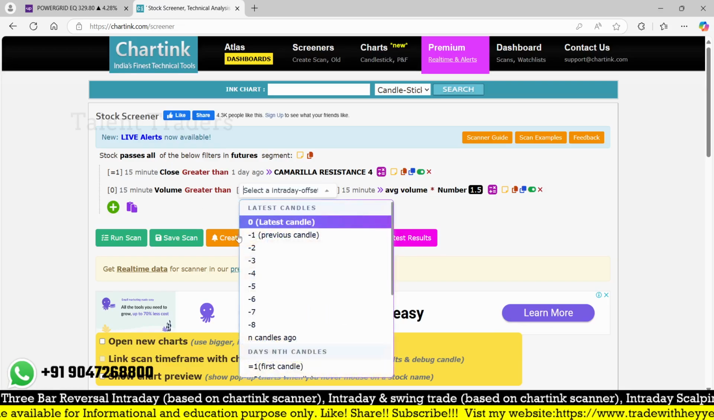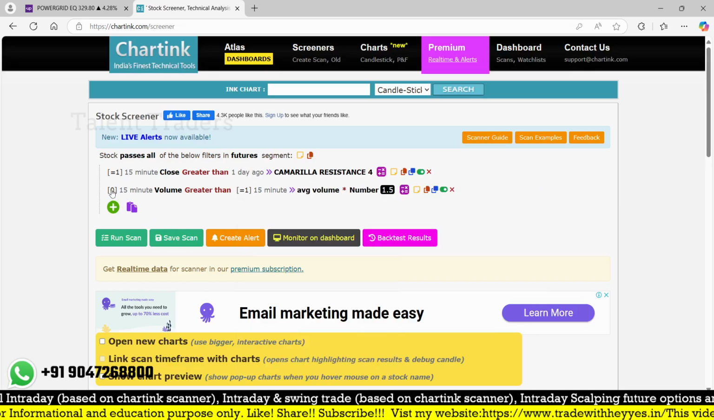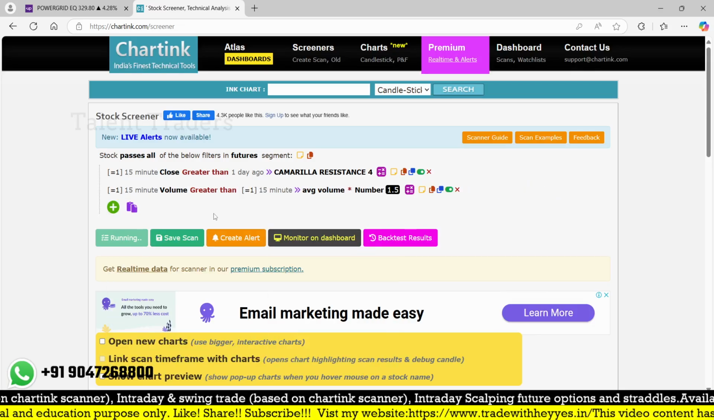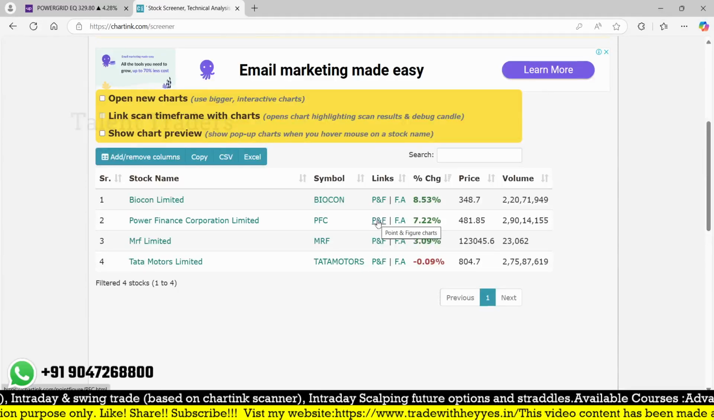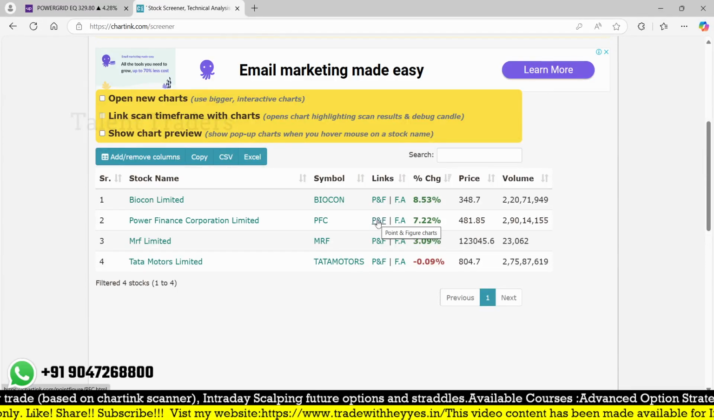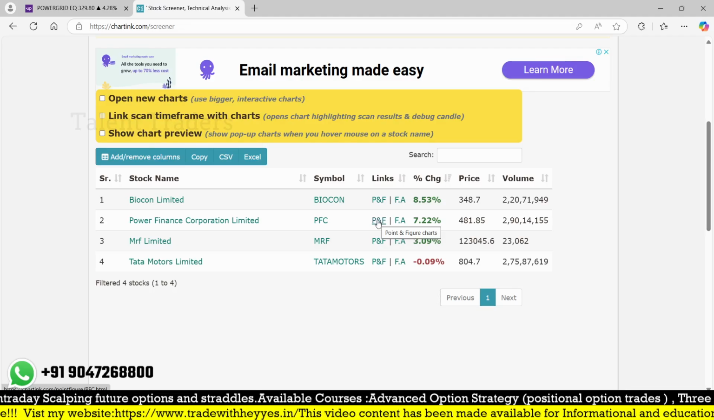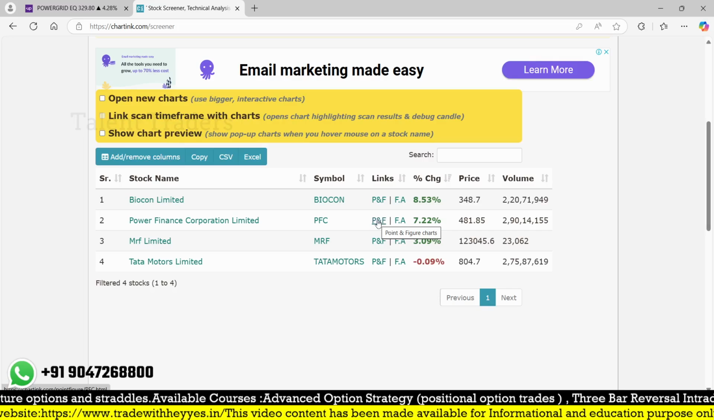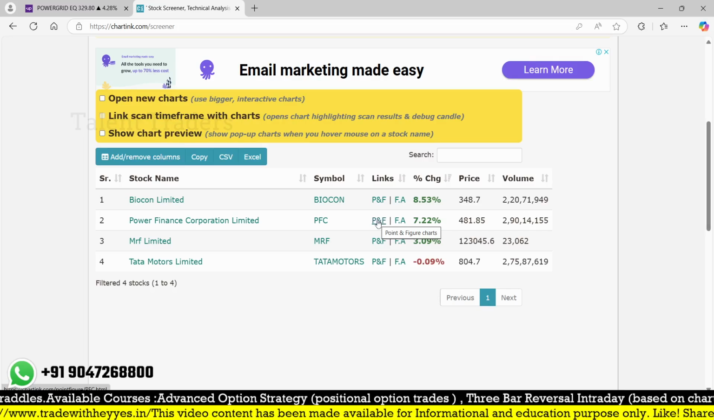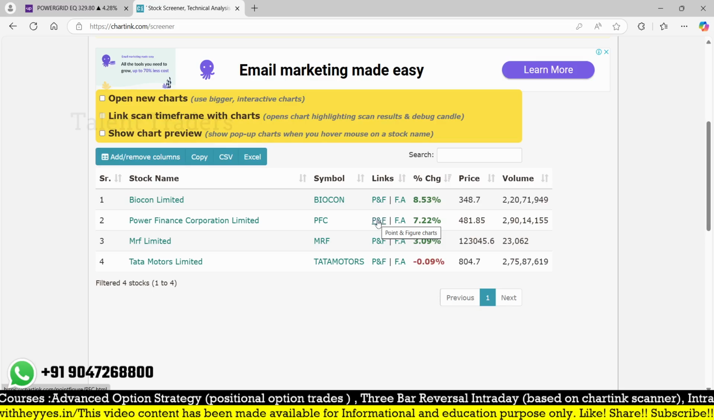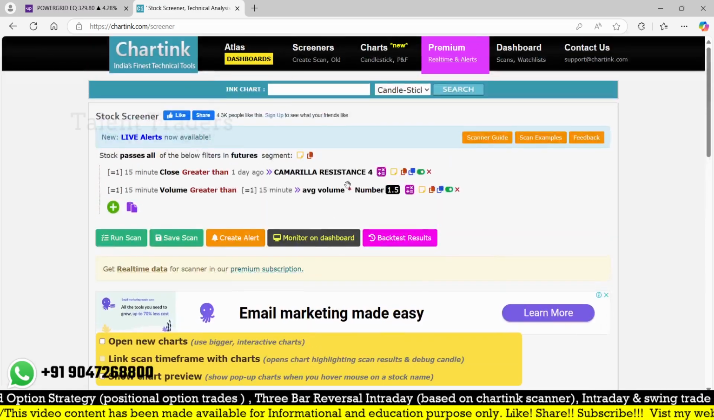If I am using this filter, I'm always using the first 15 minutes candle. With this filter, I have only 4 stocks. On the first candle there should be a huge volume. Comparatively, the volume must be greater than the previous average volume and 1.5 times. So if I added almost 9 stocks, 5 stocks were removed.